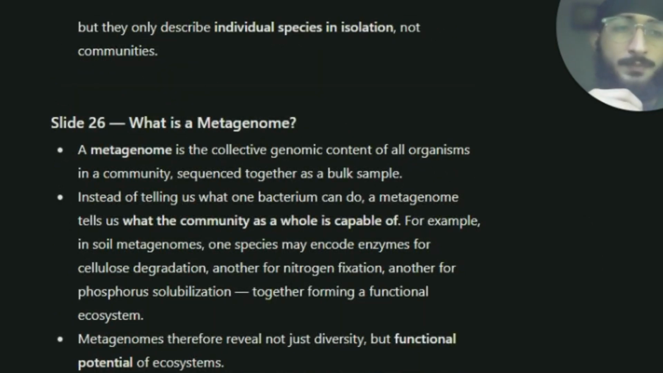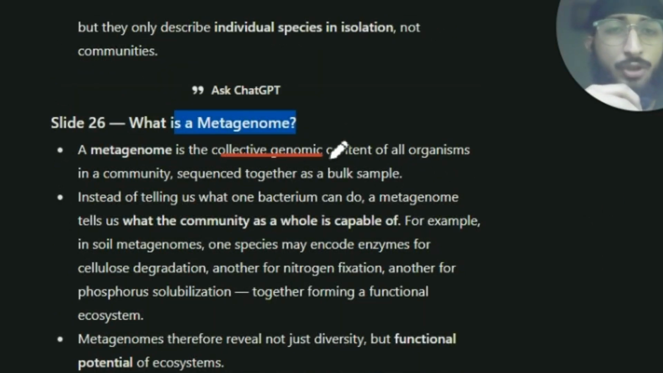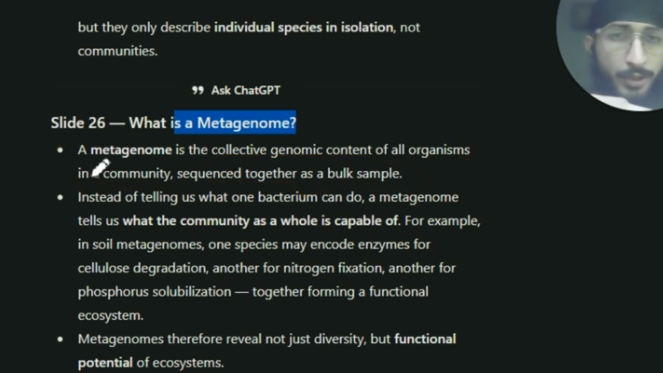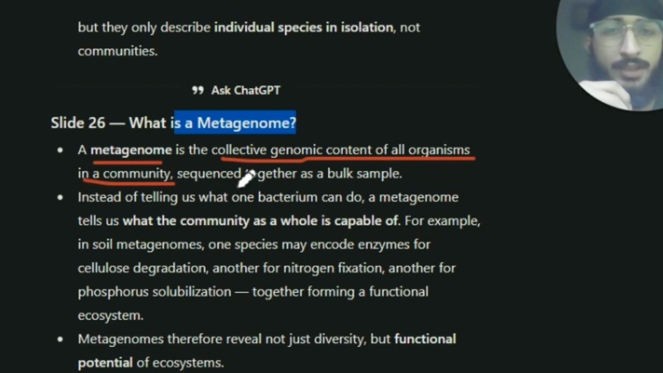Now, what is a metagenome? So, a metagenome is the collective genomic content of all organisms in a community, sequenced together as a bulk sample. So, here we can see the interdependencies between the organisms of a community.